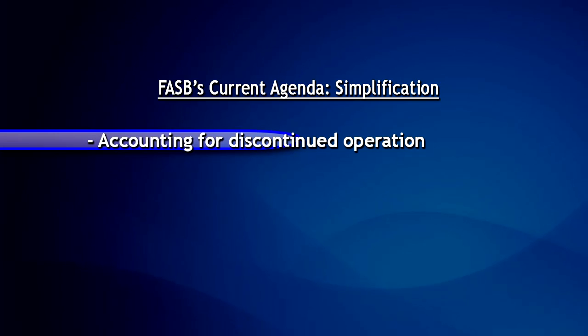So what were those projects? What did they deal with? One was a standard around discontinued operations, right? The standard came out that basically changed the criteria of when we would account for a discontinued operation below the line.